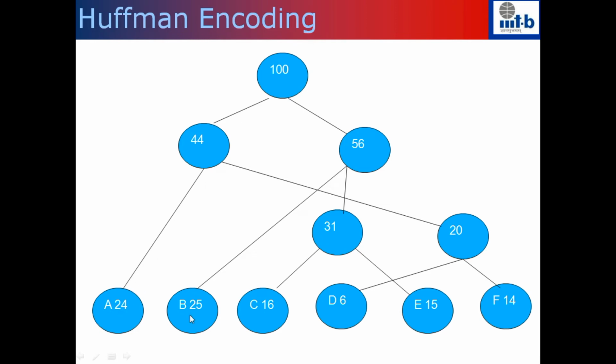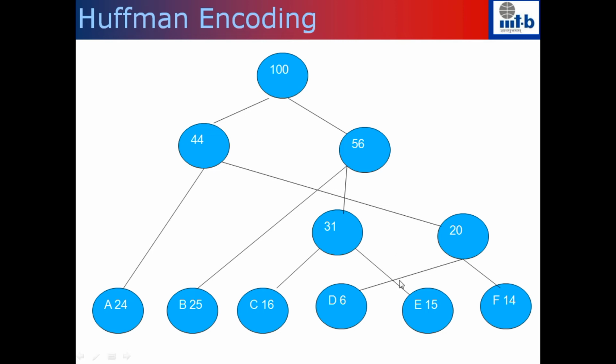So encoding for B is the path from the root node. First you go to the right and then come to the left. So the encoding for B is 1 0. The encoding for C is first you take a right child, then again a right child, and again a left turn. So the encoding for C is 1 1 0. Encoding for D is first you take a left turn, then you take a right turn, again you come to the left. So the encoding for D will be 0 1 0.